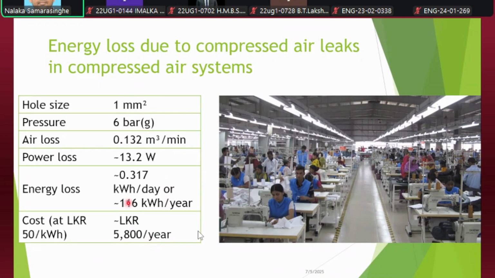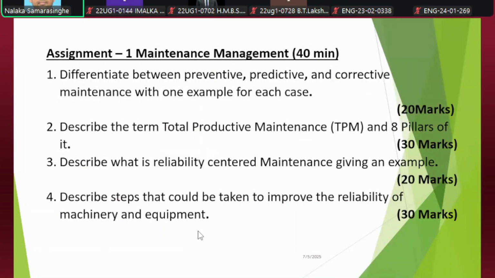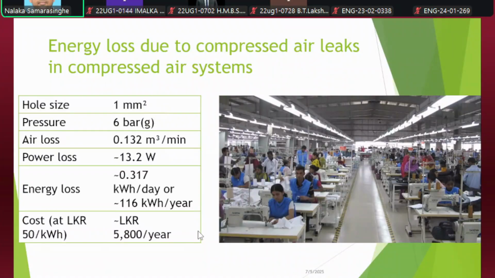Therefore, you should try and fix those compressed air leakages, very importantly, because otherwise that can be a major contributor to the electricity bill of your organization. Yeah, so that's about the compressed air system.